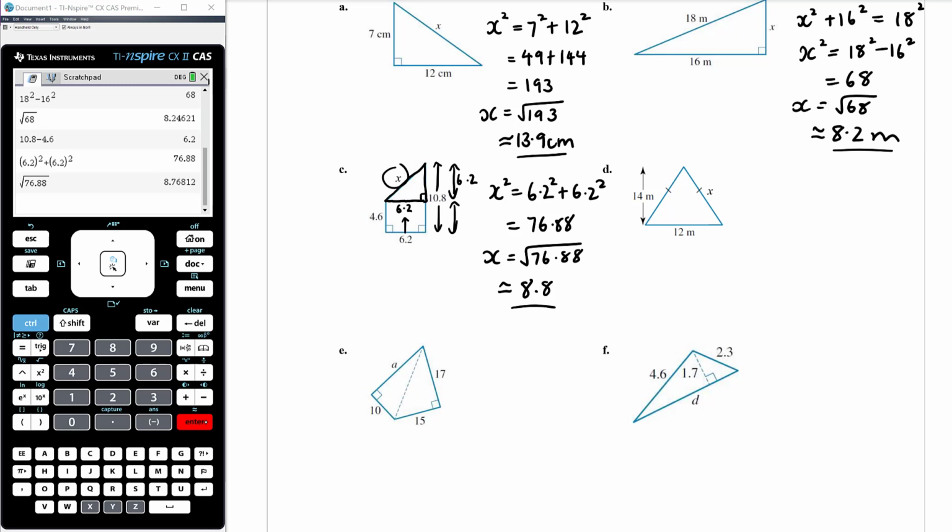Okay, part D, we have a triangle, but it's not a right-angled triangle. So it's not 12 squared plus 4 squared equals x squared, or whatever it might be. Also, this 14 meters doesn't correspond to this length here. It corresponds to the height of the triangle, so straight up and down.